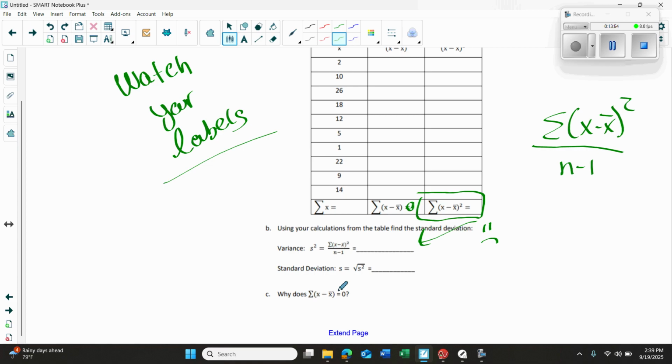Okay, remember, why does the sum of our deviations go up to 0? Because remember, just remember, all positive deviations cancel with negative deviations.